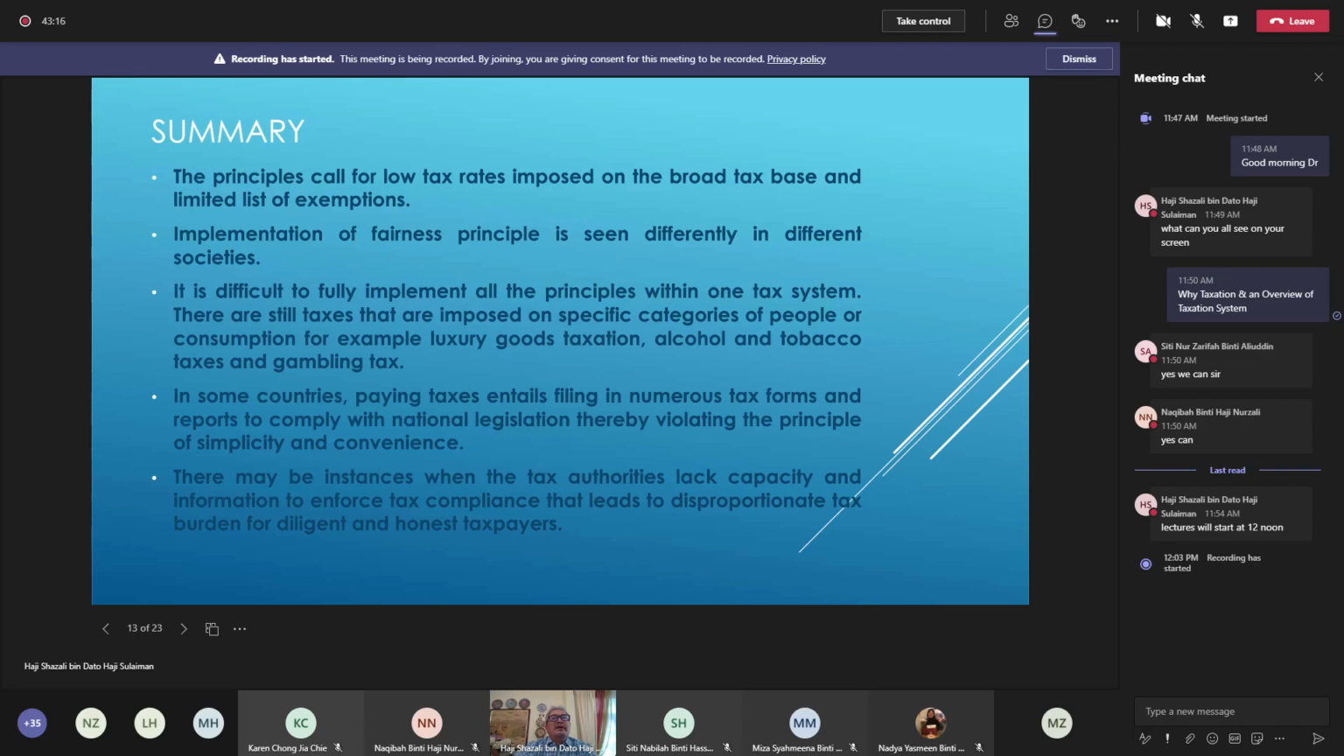Okay, so what is it in summary? The principles call for low tax rates imposed on a broad tax base and a limited list of exemptions. Now in Brunei, obviously for corporate tax, because we want to encourage people to open businesses, if you have a turnover of less than 1 million, you do not have to pay tax, because we want to encourage entrepreneurship. We want to encourage people to do business. We want to ensure that SMEs and micro industries provide opportunities for employment.